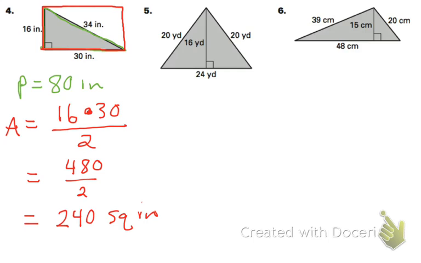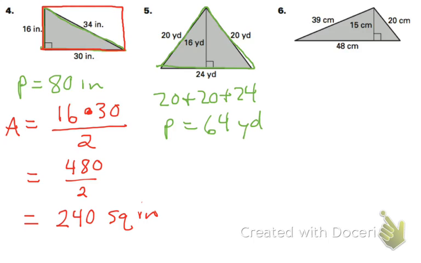Alright, for the next one, perimeter is 20 plus 20 plus 24. Notice how I'm not adding the 16 because the perimeter is how far it is to walk around the edge of the shape, not any of the lengths inside. So the perimeter is going to be 64 yards.